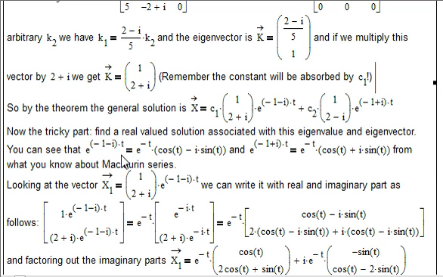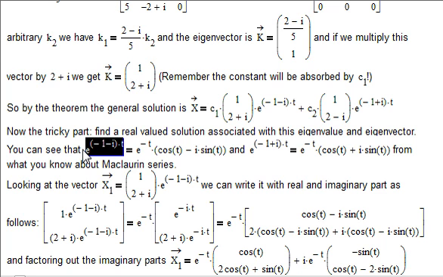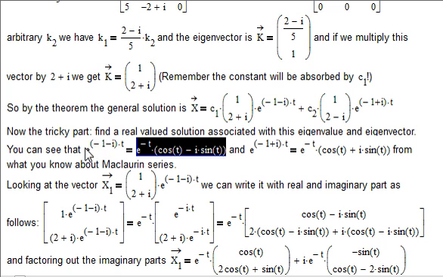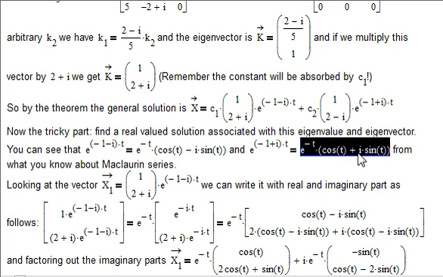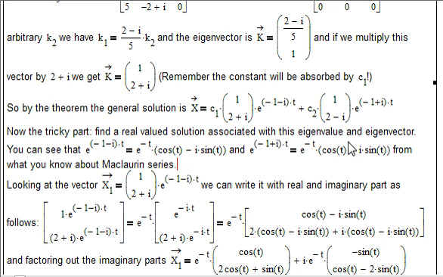And since we can see that this itself can be thought of as e to the negative t, that's the negative 1 times t, times e to the negative it, but that's cosine of negative t, plus i sine of negative t, and sine of negative t is negative sine of t, so you can probably see why this turns out to be the same as this. And for the conjugate, it's just the conjugate. From what we know about Maclaurin series, we should have all that down.